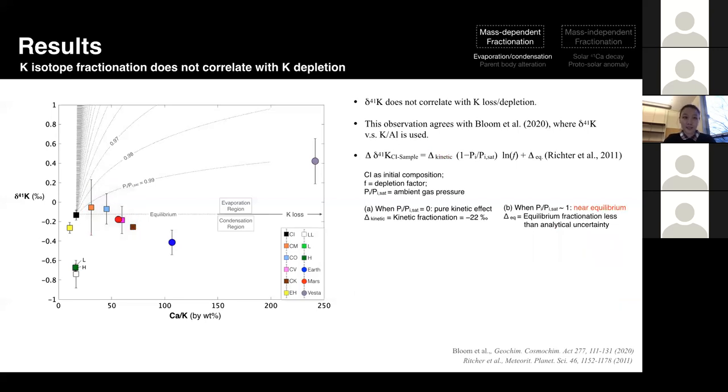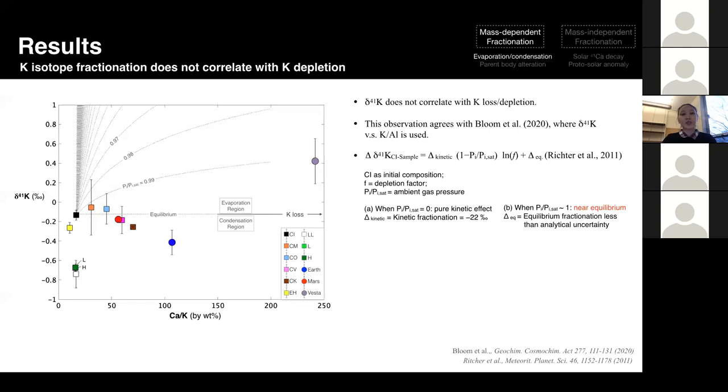Now let's consider the equilibrium case. Equilibrium is where the P_i over P_saturation is equal to 1. That means the rate of evaporation and the rate of condensation are the same. So the isotopic composition of the condensed phase is expected to be heavier than the bulk system, no matter if it's an evaporation residue or a condensate.